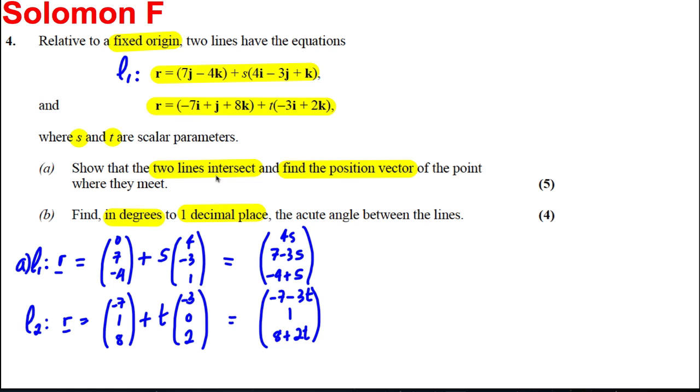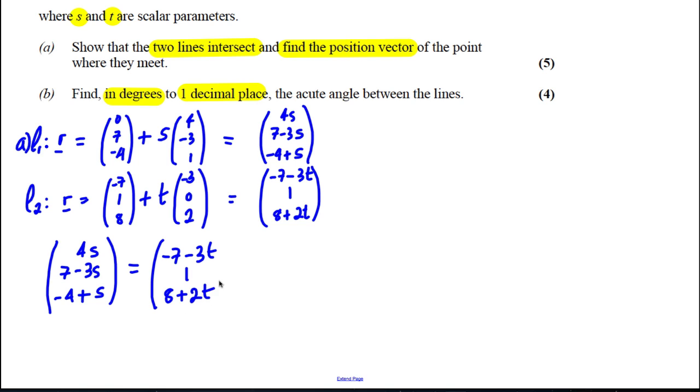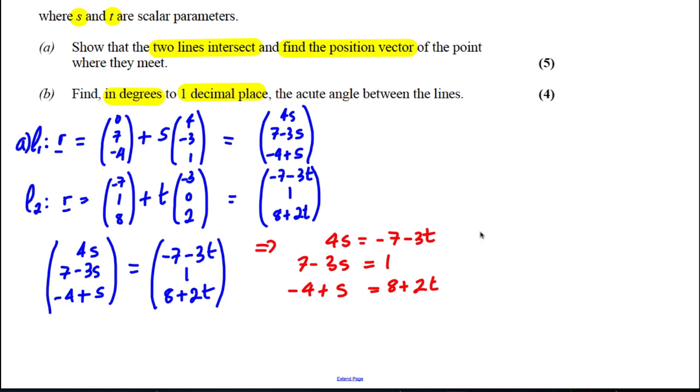Now, show that the lines intersect and find the position vector where they meet. Let's make these two vectors equal to each other. Let's say that 4s, 7 subtract 3s, negative 4 plus s, must therefore equal negative 7 subtract 3t, 1, and 8 plus 2t. Now, we can get three equations from these. We would get that 4s must be equal to negative 7 subtract 3t. We would get that 7 subtract 3s must equal 1, and we would get that negative 4 plus s must equal 8 plus 2t. Here's equation 1, we'll call it, equation 2, equation 3.